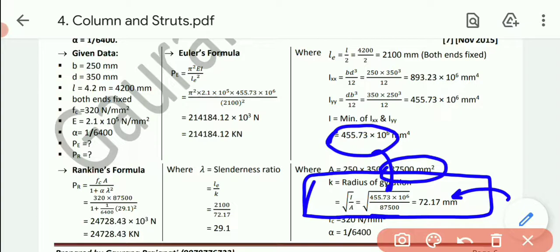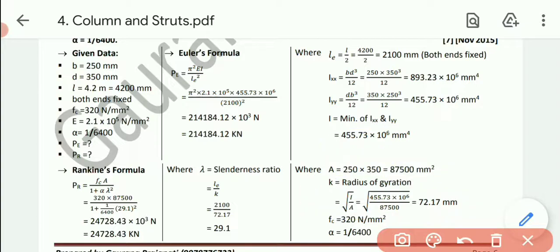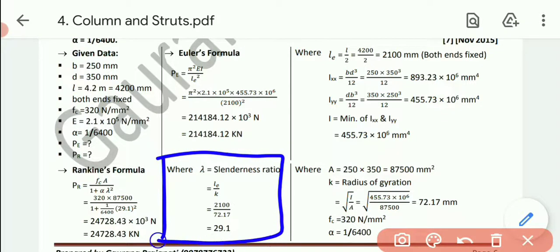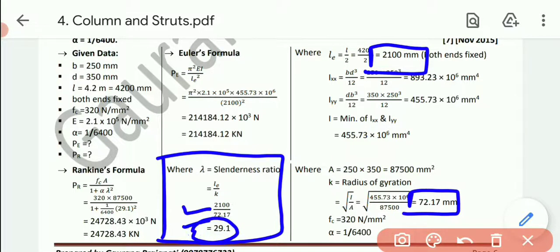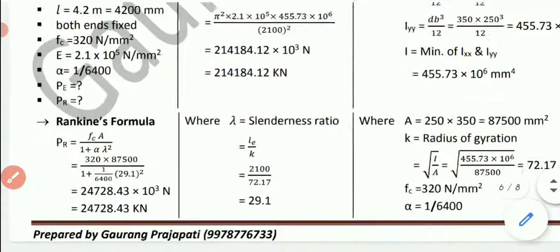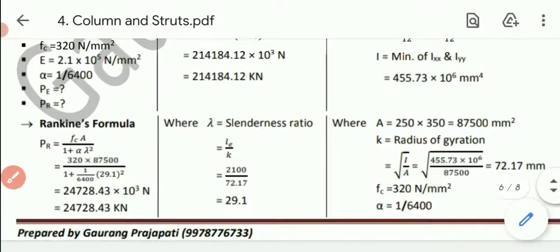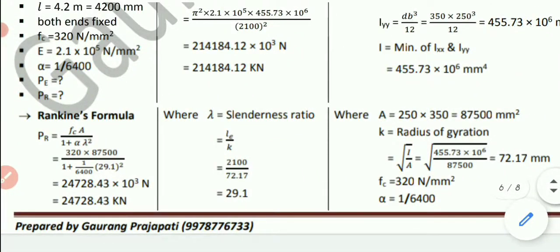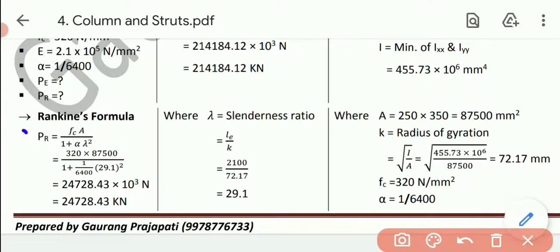Once I get area and K, I can calculate lambda. Lambda stands for LE by K. LE we have already calculated as 2100, and K as 72.17. So I get the value of lambda as 29.1. Once I get this value, I can apply the final formula. The formula stands for PR equals FC into area divided by 1 plus alpha into lambda square.